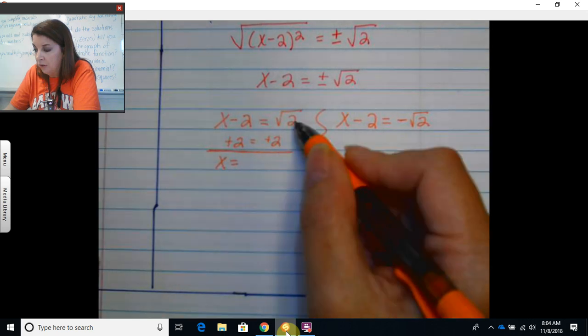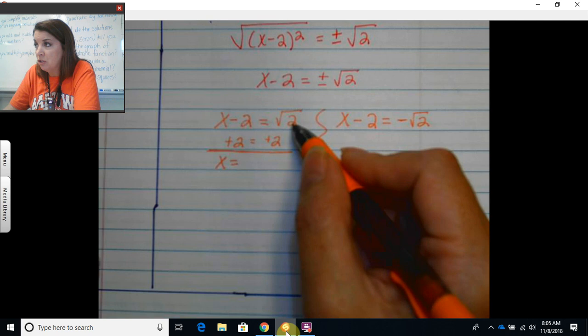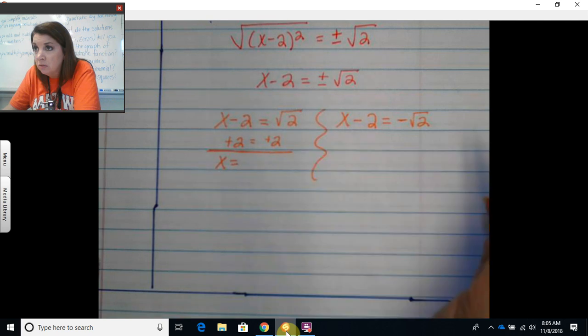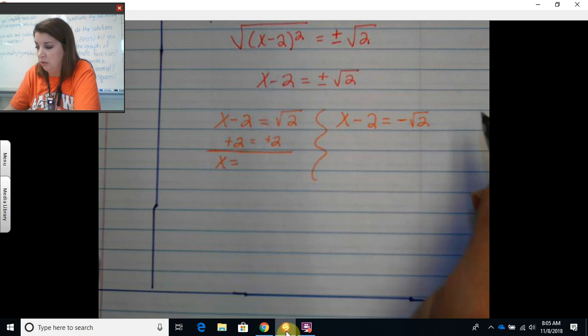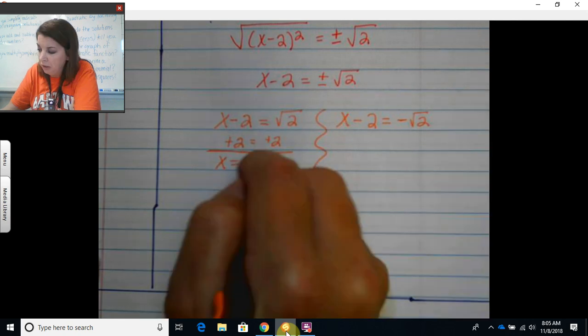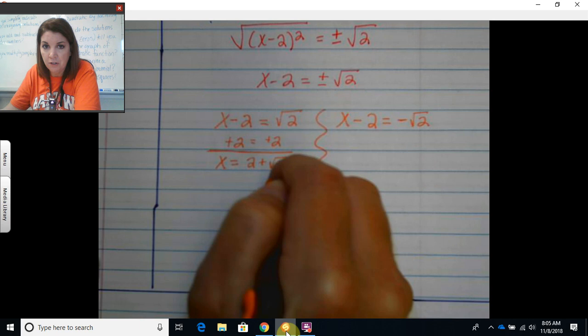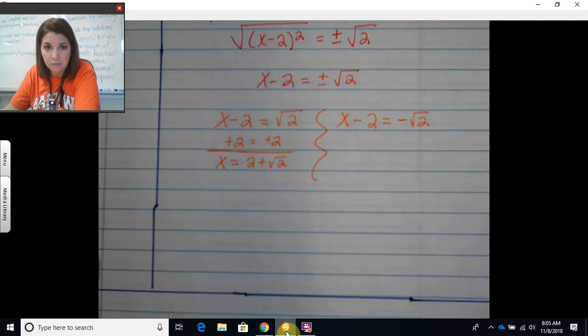No. Okay. So am I just going to write 2 square root 2? No, because that means 2 times the square root of 2. Okay. So I have to write 2 plus the square root of 2. And that might be how I leave my answer. If it says leave it in radical form, that's one of your solutions, okay?